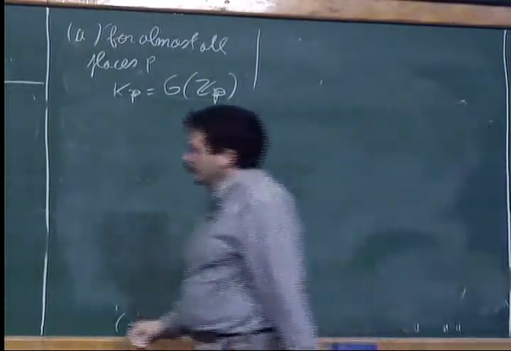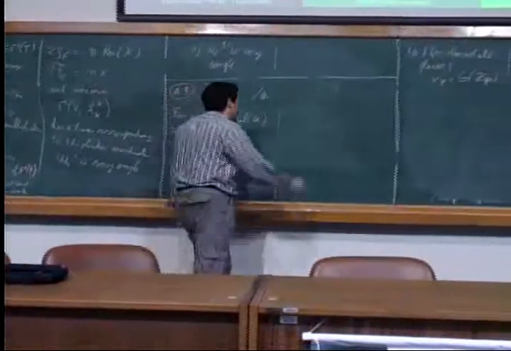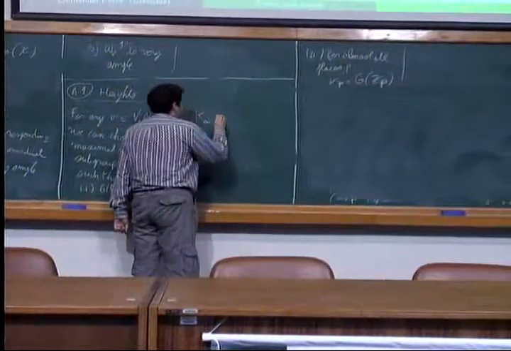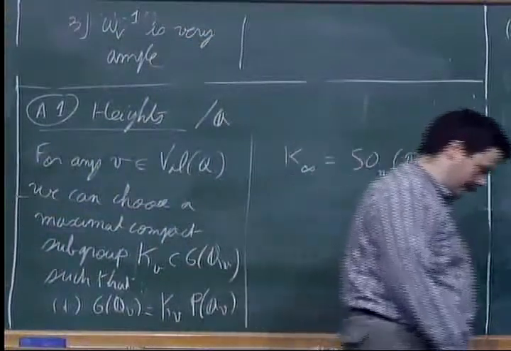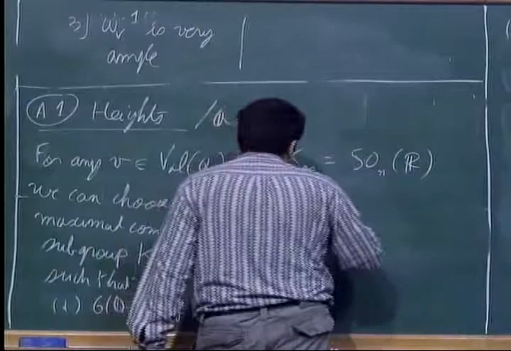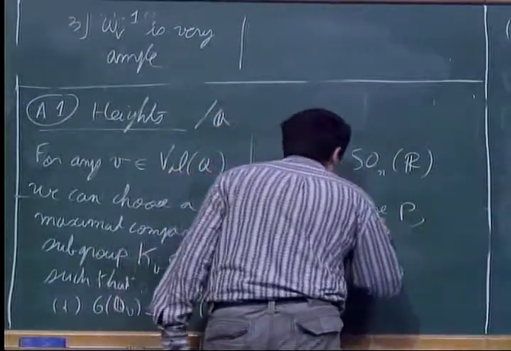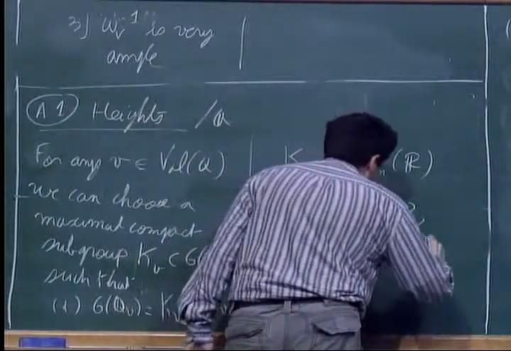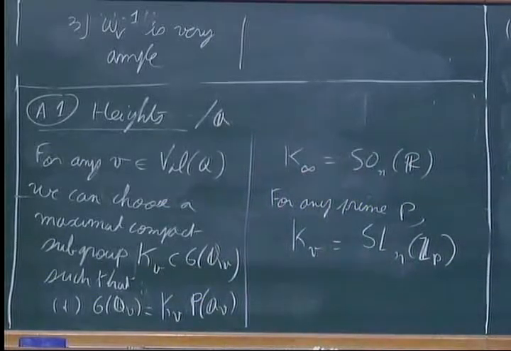Well, so let me explain what we take in the example. So in the example, we may take K_infinity to be, for example, the group SO_n(R), so for the usual quadratic form on R^n. And for any prime p, I may take K_p to be SL_n(Z_p), so the integral points of the group.